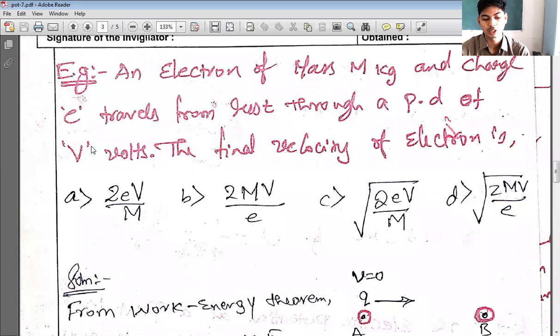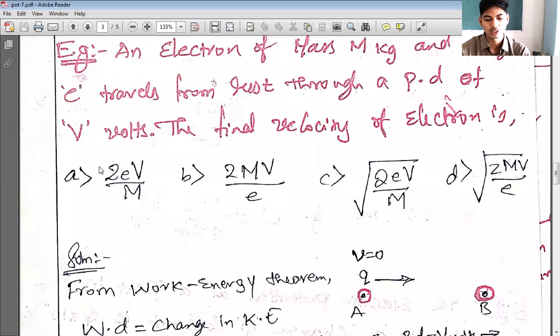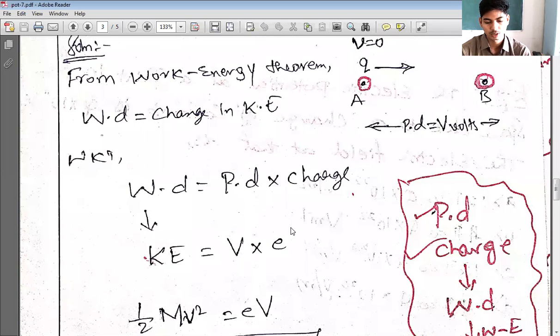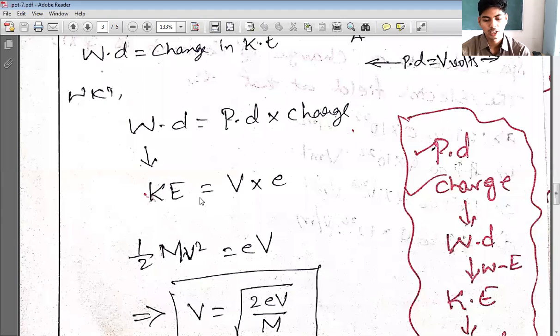An electron of charge E travels from rest through a potential difference of V volts. Charge is given as E and potential difference is given as V volts. So potential difference is V volts and charge is E. So kinetic energy is equal to E into V.